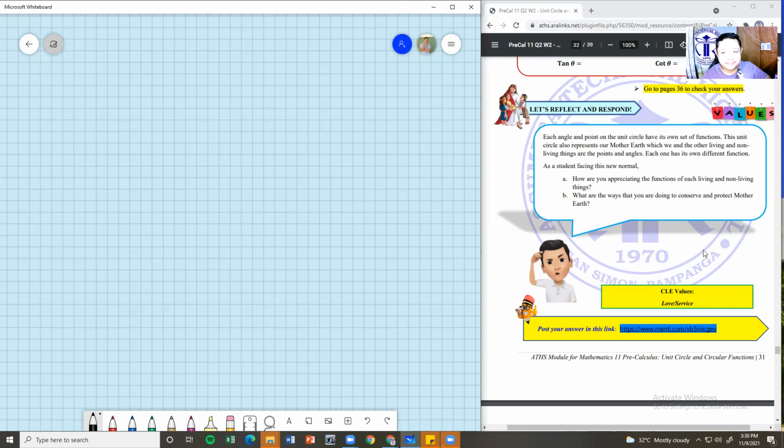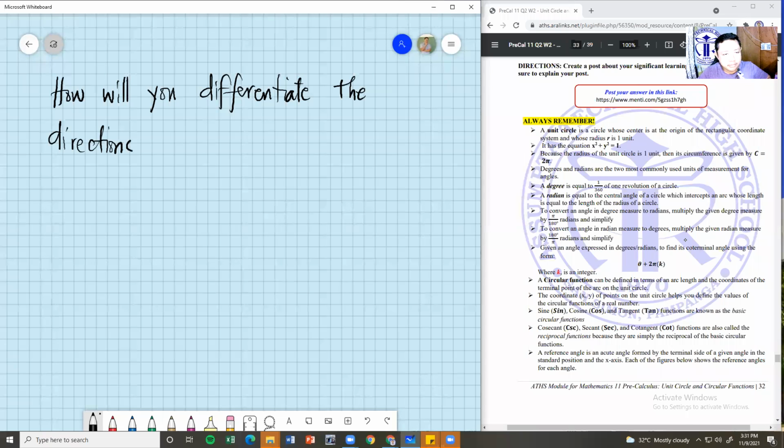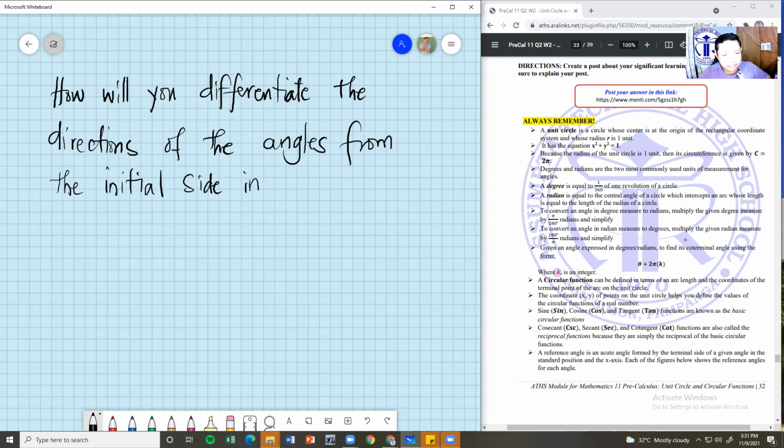For this one, how will you differentiate the directions of the angles from the initial side in terms of their signs?